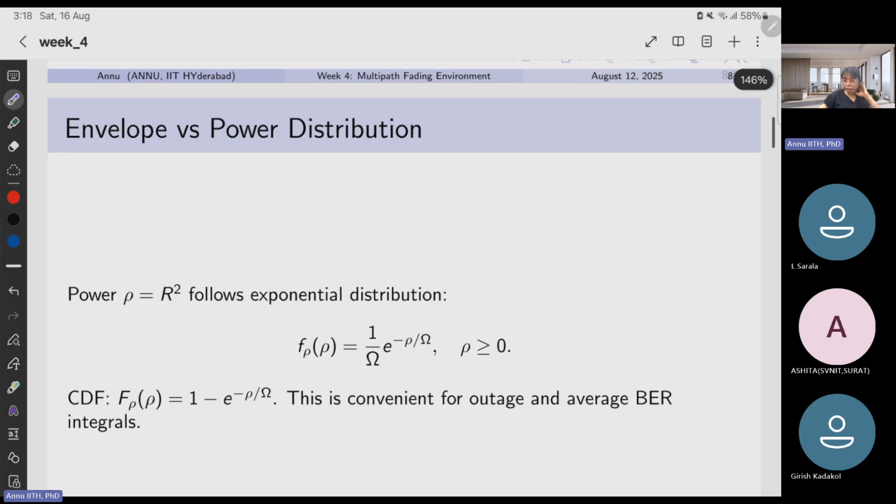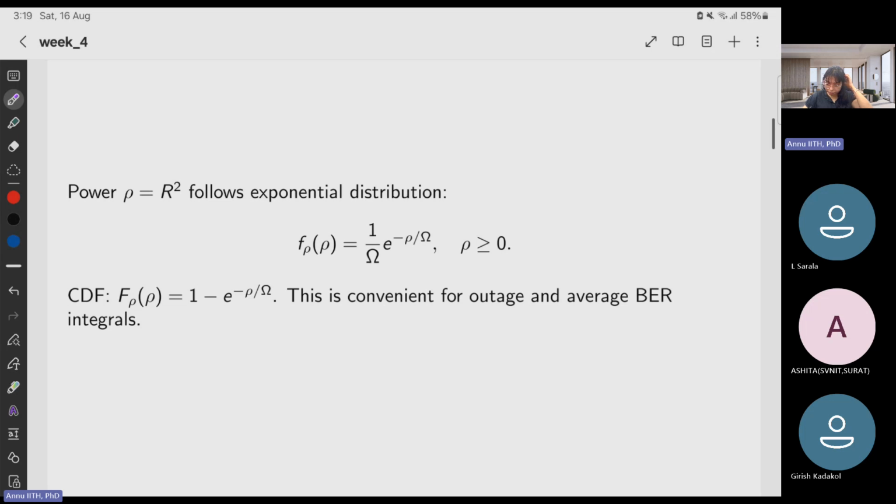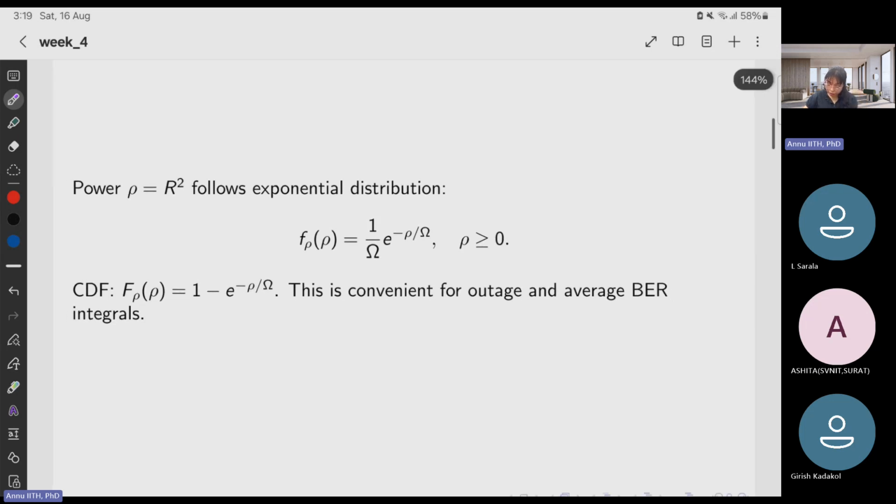So what is the difference between envelope versus power distribution? This question used to come to my mind when I was reading wireless communications. Power rho is equal to R square, which follows an exponential distribution. P of rho is nothing but 1 upon omega e power minus rho by omega, where rho is greater than or equal to 0.